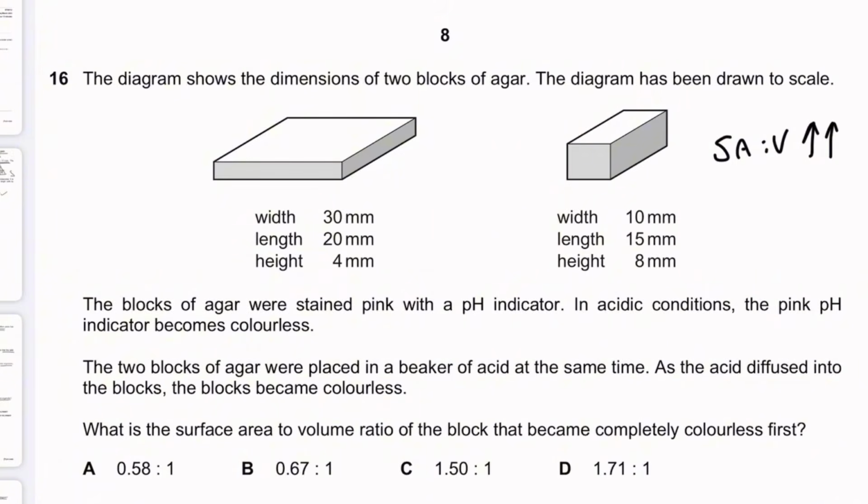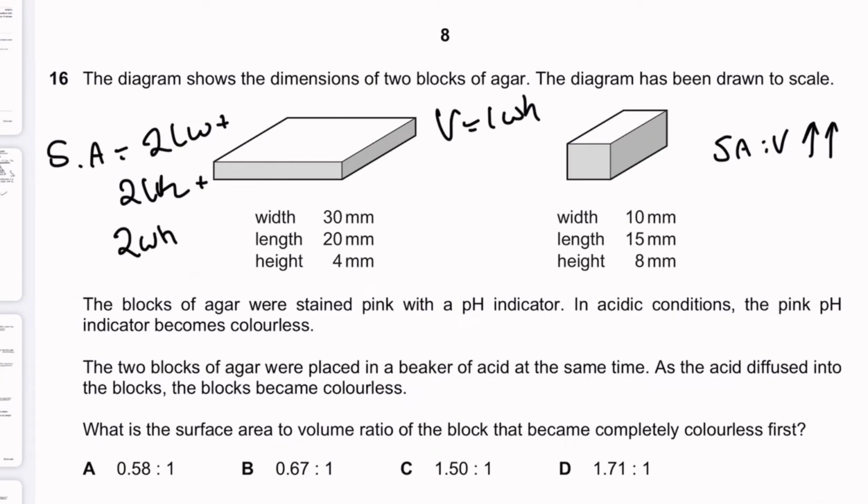So the surface area of a cuboid in this case is going to be 2 times length times width plus 2 times length times height plus 2 times width times height. So everything times each other, okay? And the volume is going to be length by width by height. So 2 times length by width plus 2 times 20 by 4 plus 2 times 4 by 30. And that's going to be 1,600 for this one. And the volume is going to be 30 by 20 by 4, which is 2,400, okay?